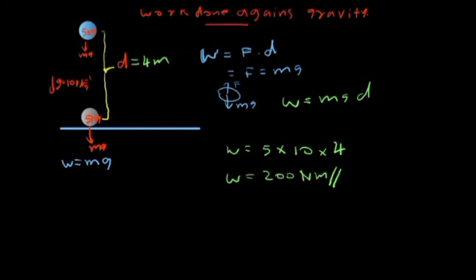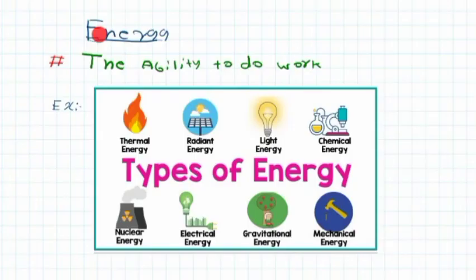Really simple thing. Okay. So now the new topic is energy. Energy is defined as the ability to do work. There are different types of energy: thermal energy, radiant energy, light energy, chemical energy, nuclear energy, electrical energy, gravitational energy, or mechanical energy. I'm going to discuss those in my upcoming video with the mathematical approach, basic explanations, the law of conservation of energy, work and power, and many more to come.